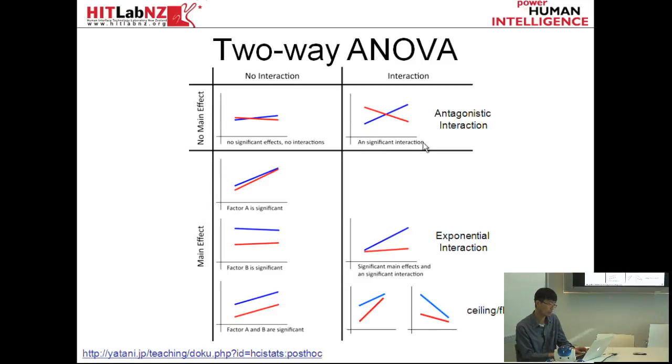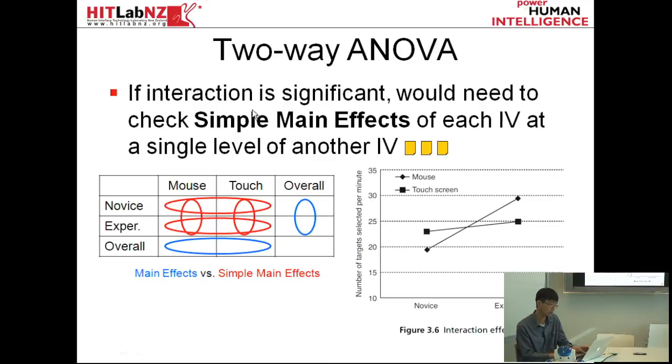straightforwardly based on the main effects, which means you shouldn't conclude there is no difference between the gender or the interface, but you'll have to report there is a significant interaction between the two, and then you might have to report simple main effects, which means comparing the mean values. It's kind of similar to the pairwise comparison that we've talked about before, but in this case, you're grouping them into a certain level in one of the independent variables and comparing the other independent variable within that level.